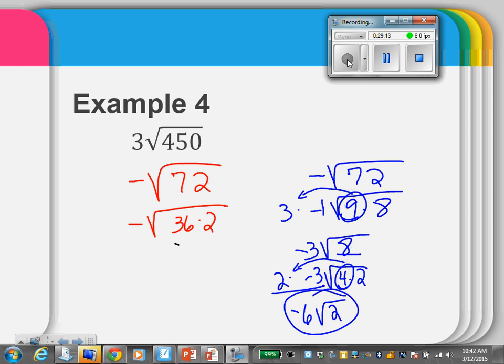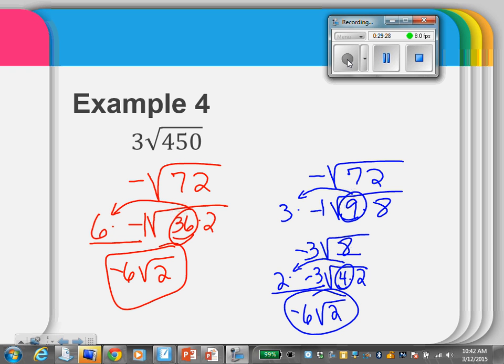Okay. 36 is the best option to only do it once. When the 36 comes out, its ticket to get out of jail is a 6. So when it gets out, it's a negative 6 times the square root of 2, and you're done. Does that make sense? Okay, so I caution you, make sure you go get the biggest to begin with. Okay? All right, let's go to variables.